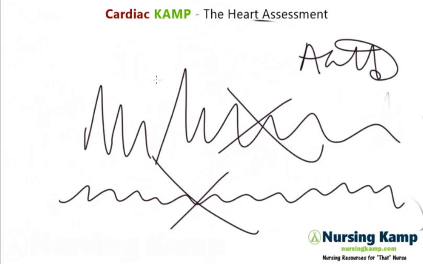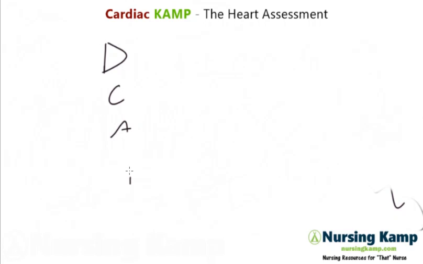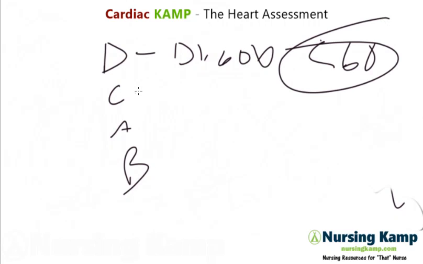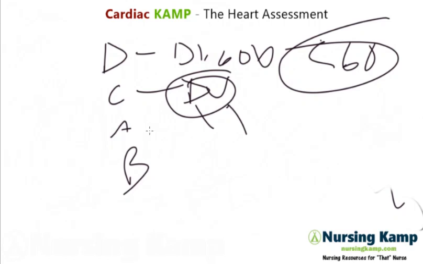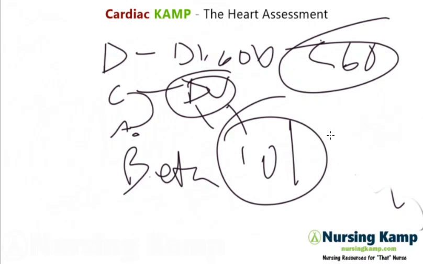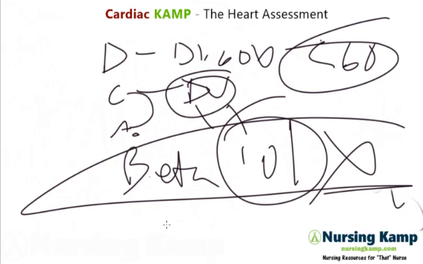All right, what else? Medications. That's called DCAB. Medications are DCAB. Digoxin causes decrease. That's why we check for apical pulse, less than 60, we worry. Calcium channel blockers like diltiazem and verapamil, we covered in the lecture. Beta blockers, the lols. Decrease is a problem. And last is fluid overload and hypovolemia.